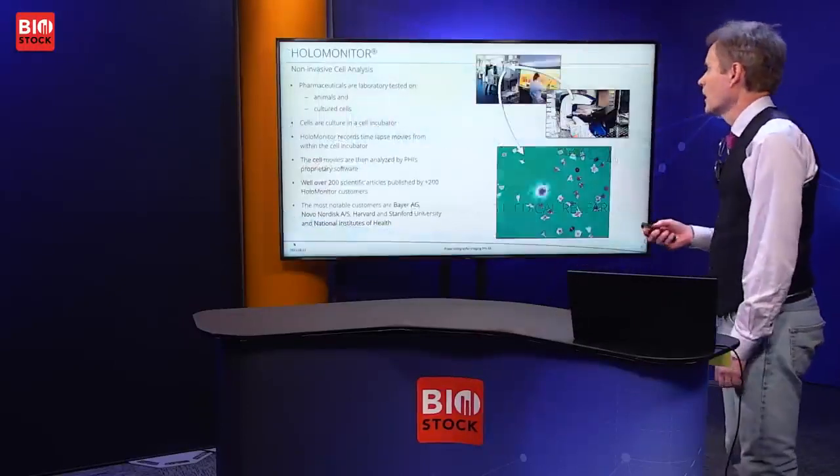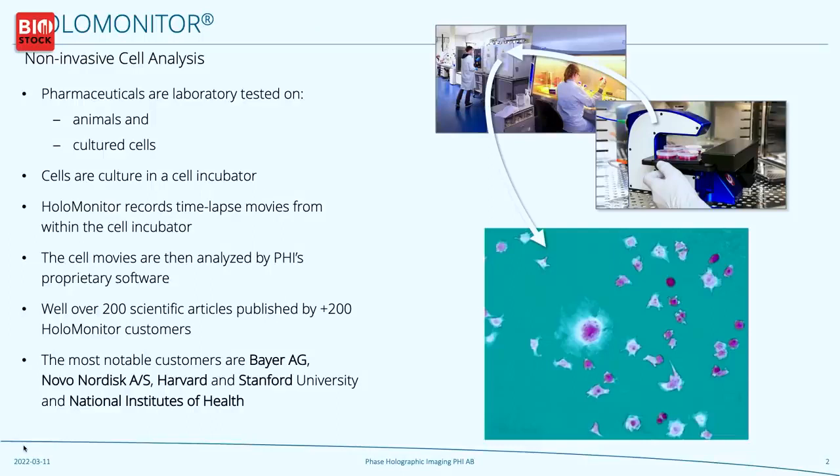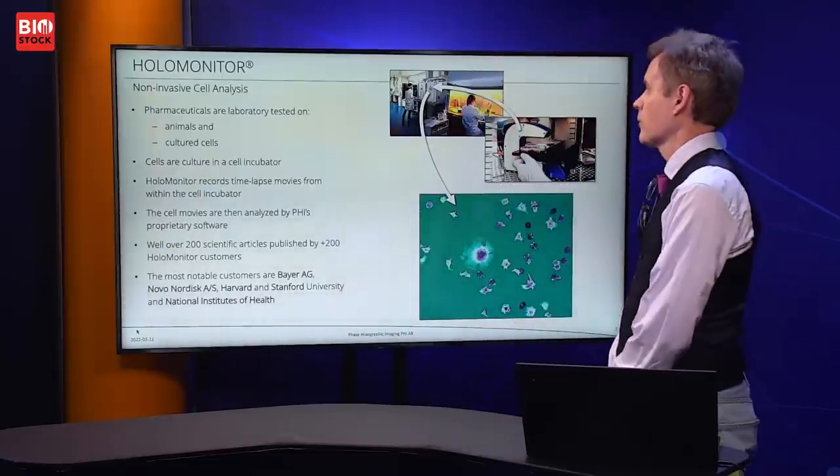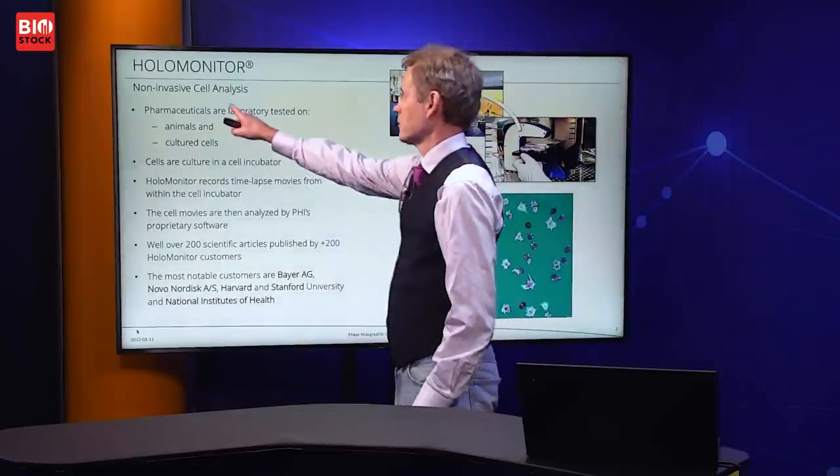First, I would like to talk about our product, which is called HolMonitor. It is called HolMonitor because it uses something called holographic microscopy. Holographic microscopy is a little bit different from traditional microscopy in that it collects the light from the object and creates the image with computer algorithms. This gives several advantages, especially in the area which we are active in, and that is non-invasive cell analysis.